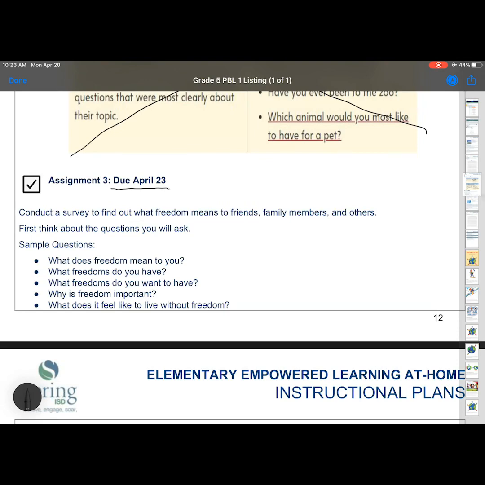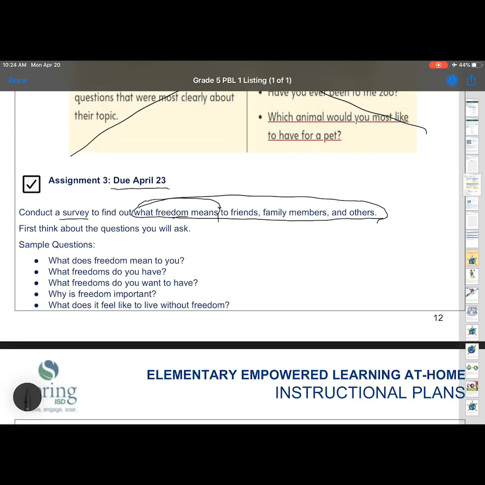Okay. Conduct a survey. It says conduct a survey. So basically, ask questions. And here's the important information. Here's what you're asking: what freedom means to friends, family members, and others. What freedom means to them, in other words. If you're going to ask both your mom and dad, then what freedom means to your family members. And if you include a friend, then what freedom means to your friend. But what freedom means. Let me just circle right there. What freedom means.